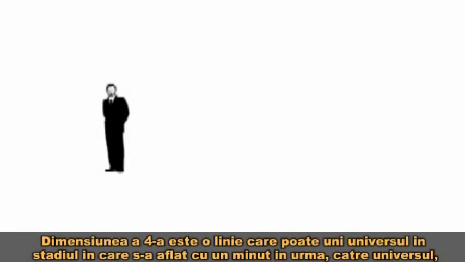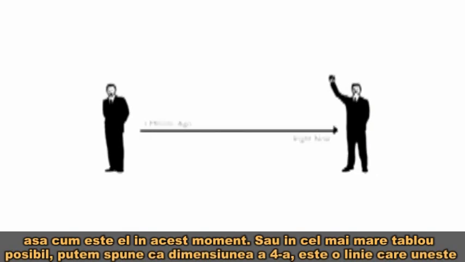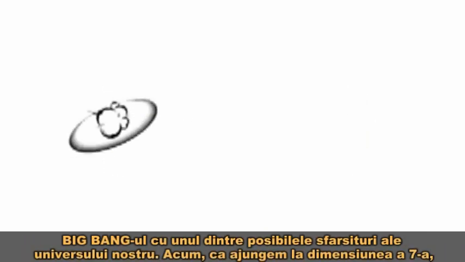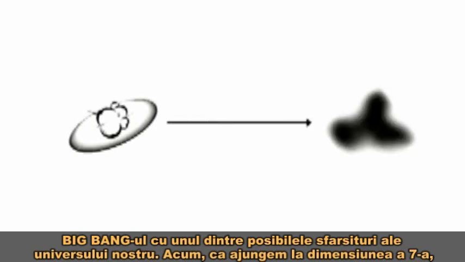In our description of the fourth dimension, we imagine taking the dimension below and conceiving of it as a single point. The fourth dimension is a line which can join the universe as it was 1 minute ago to the universe as it is right now. Or in the biggest picture possible, we could say that the fourth dimension is a line which joins the Big Bang to one of the possible endings of our universe.